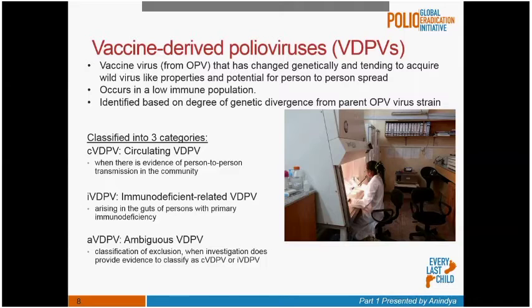There are the classes of VDPV which are explained there. I'll not go into details. Only just the immunodeficient related VDPV is in a person who has internal immunodeficiencies, for which reason he or she cannot clear a live virus from his or her system. Next slide.